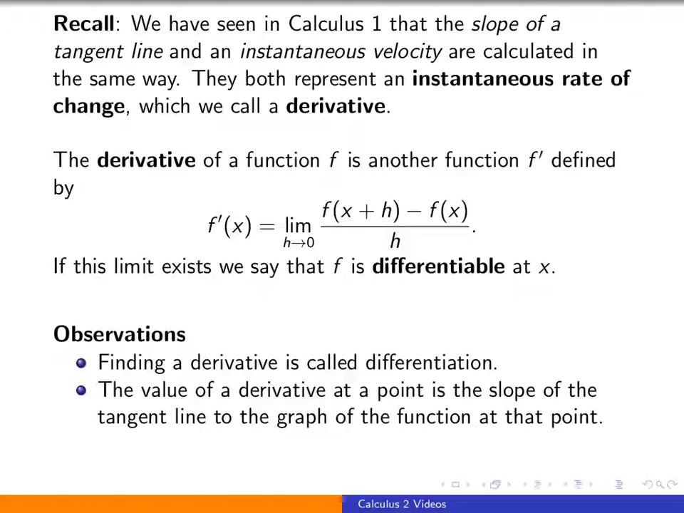So for a function f, the derivative is another function f prime, which is the limit as h approaches 0 of this difference quotient. The process of finding a derivative is something that we call differentiation. And remember, the value of a derivative at a point is the slope of the tangent line to the graph of the function at that point, which we'll see in a future video through a couple examples.